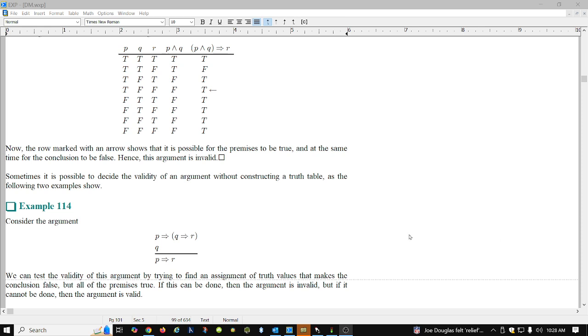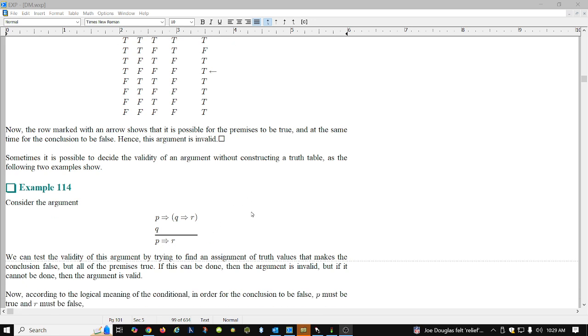Sometimes it's possible to determine the validity of an argument without constructing a truth table. And when there are more than 2 statement variables, that can be more efficient. So let's consider this argument. P implies Q implies R. Q, therefore, P implies R.